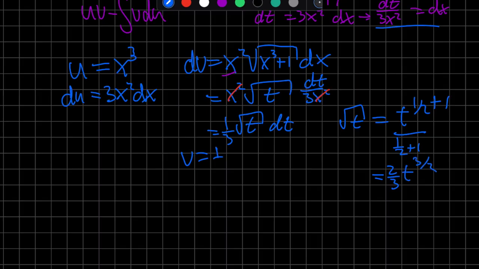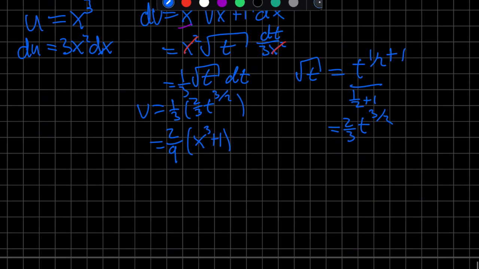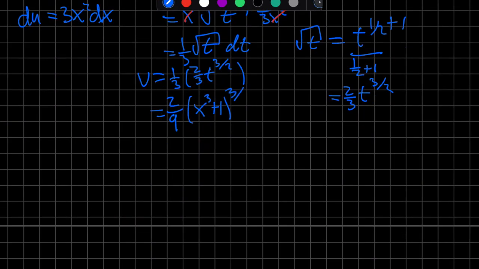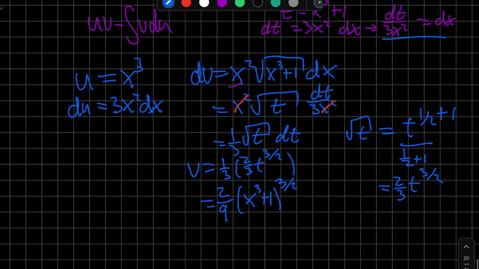So we have this 1/3 times 2/3 times t to the 3/2. And then multiplying that 1/3 in, we get 2 over 9. And then we have that t, the substitution we did, which was x cubed plus 1. And then it's to the 3/2 power. And there we go, right? So this was a little bit of a longer process, but now we have everything we need.